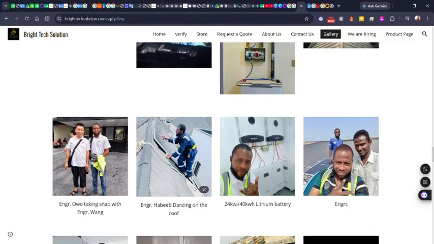So first of all, which of these batteries is the best? Lithium battery, lead acid battery, or tubular battery? The best of them all, right now, that is in the market now, is the lithium battery. Probably they are making another type of battery that will be better than lithium battery. I don't know of that for now. But what we use now is lithium battery.